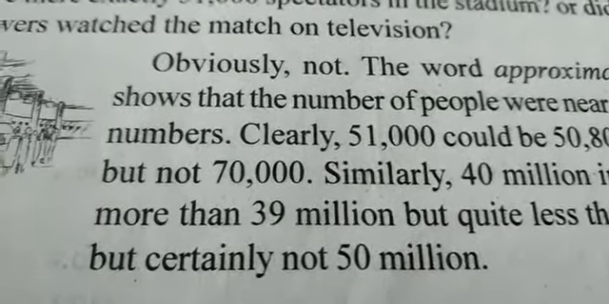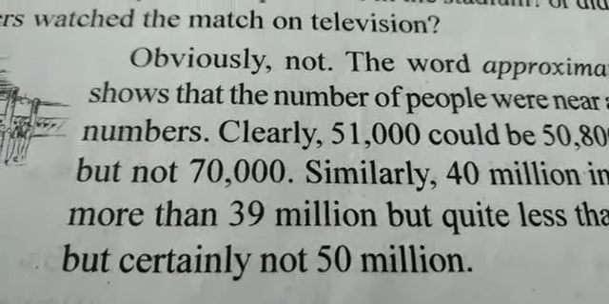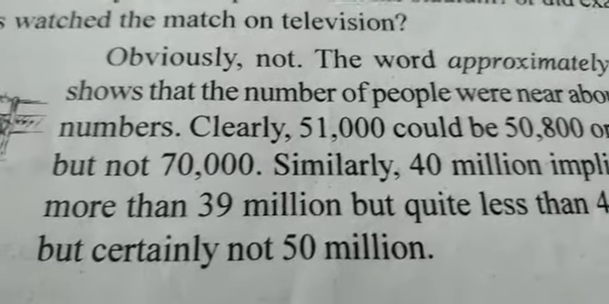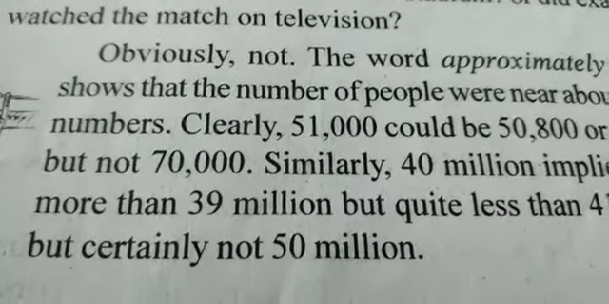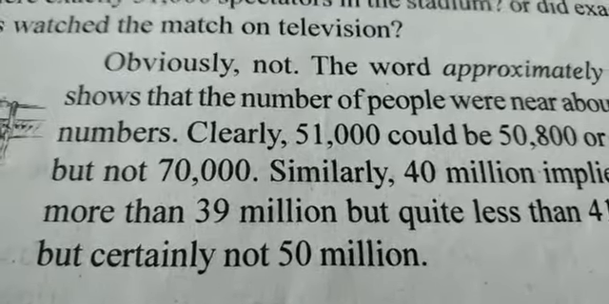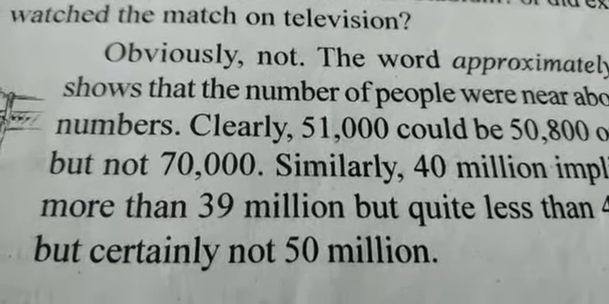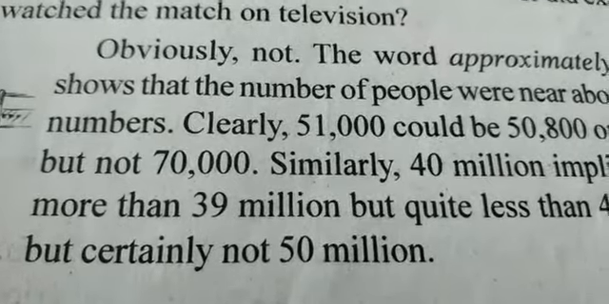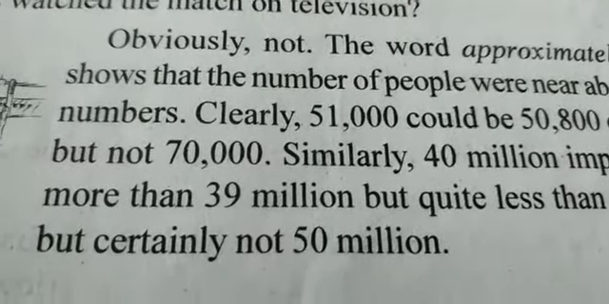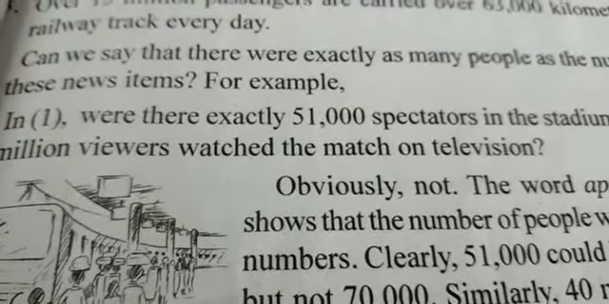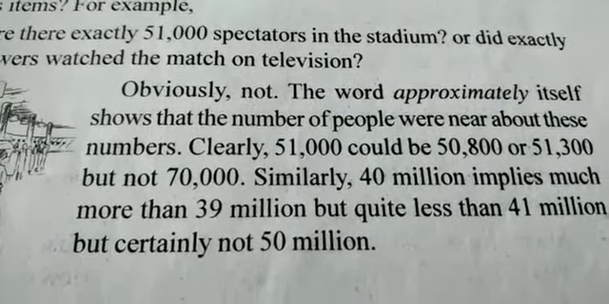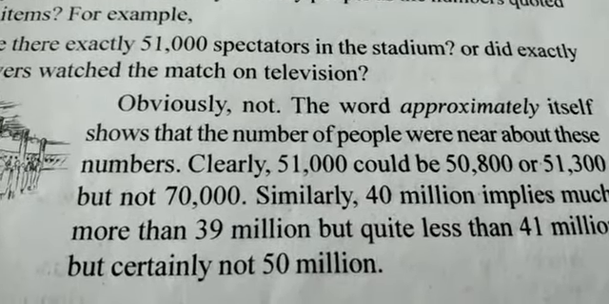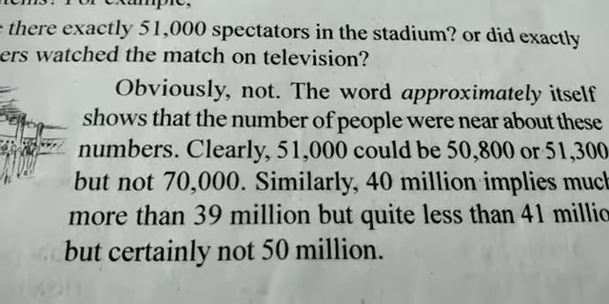Can you count the number of stars in the galaxy, or at least in the sky, just the portion of the sky which you are viewing at night? No. So, if you are asked to tell the number of stars in the sky you are viewing, what would you say? You can give an approximate number of the stars. Similarly, if you are asked to give the number of spectators in the stadium, you will give the number by telling approximately 51,000 spectators were there in the stadium.